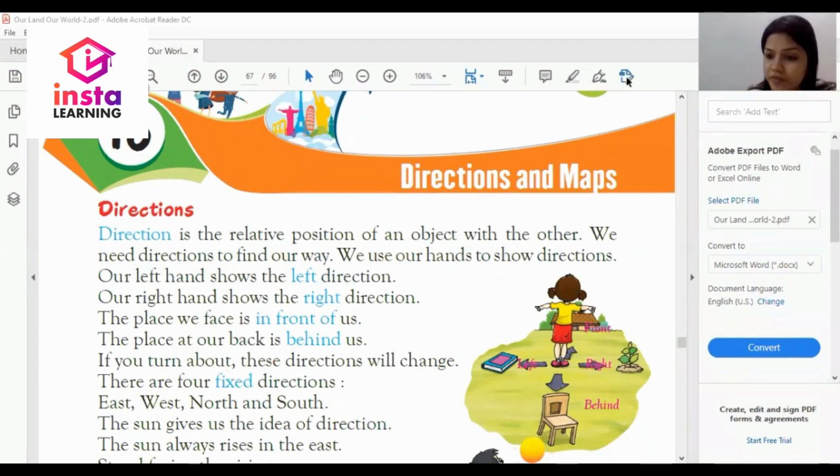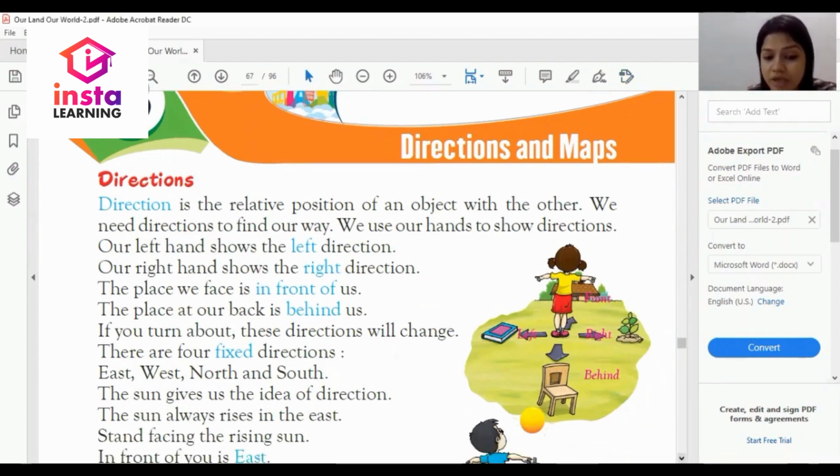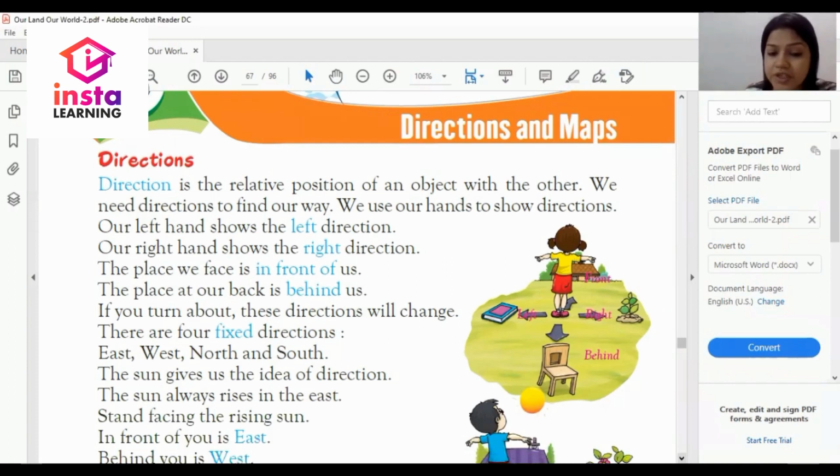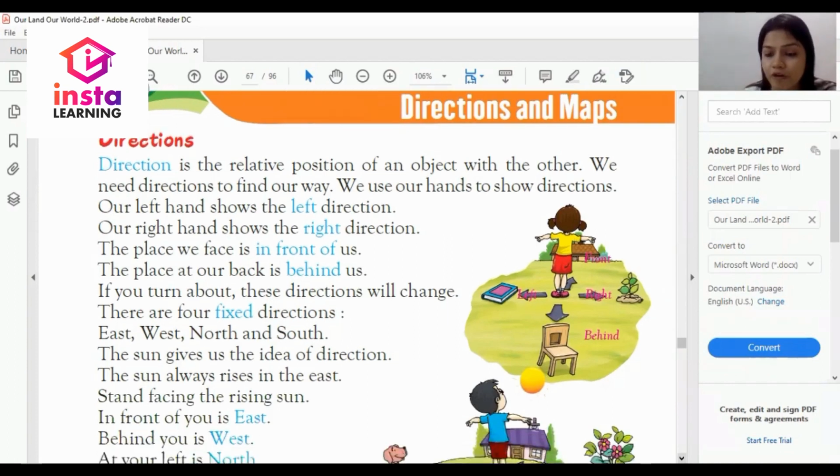The sun gives us the idea of direction. Let's see how the sun gives us the idea of directions. The sun always rises in the east.